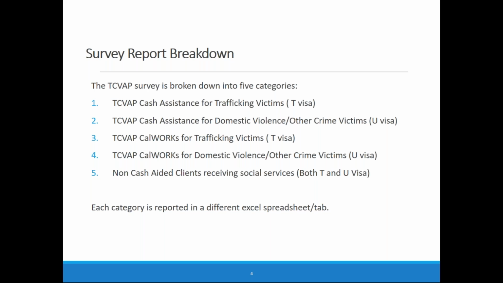The first 2 categories are for TCVAP cash assistance clients in the T and U visa categories. The next 2 categories are for the CalWORKs clients in the T and U visa categories. And then the last category is for the non-cash aided clients who will receive TCVAP social services. Each category is reported in a different spreadsheet of the TCVAP survey reporting tool.